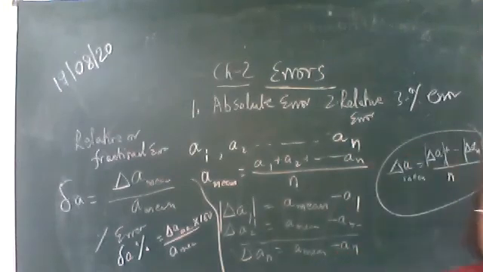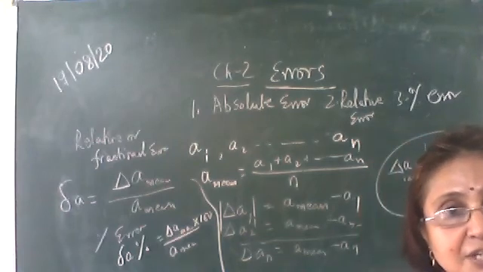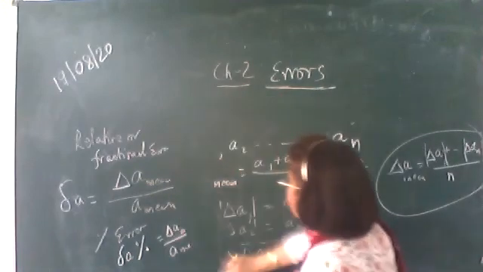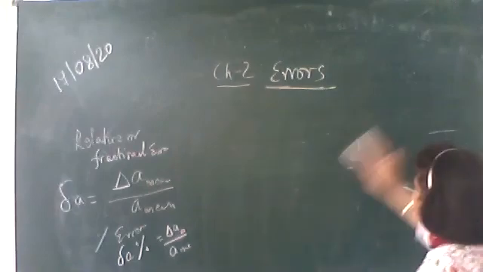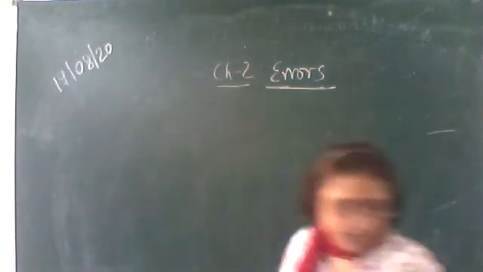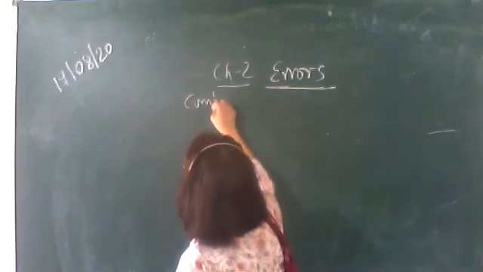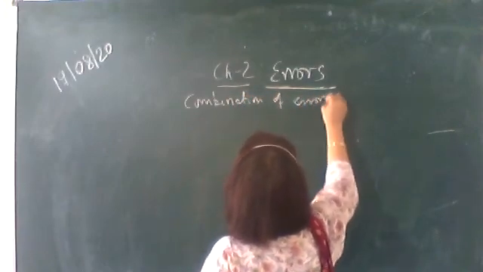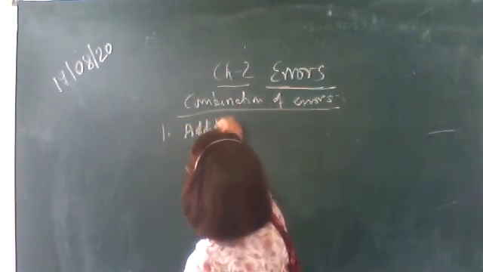Okay, now the next is combination of errors. So here we'll study combination, meaning addition, subtraction, multiplication and division. For addition and subtraction, it is the same, and for multiplication and division, it's the same. So let's find out for addition in errors. Combination of errors. Okay, errors in the sum, or you may write down addition in errors.